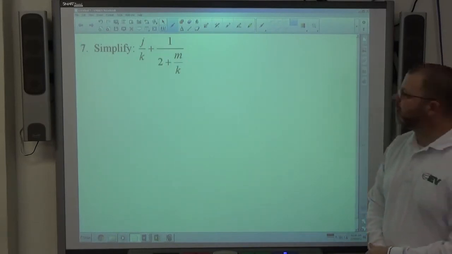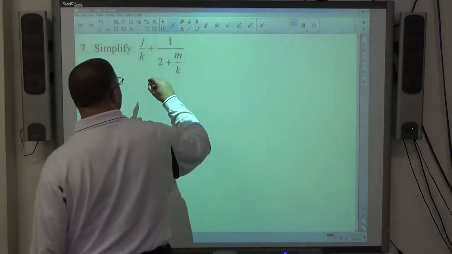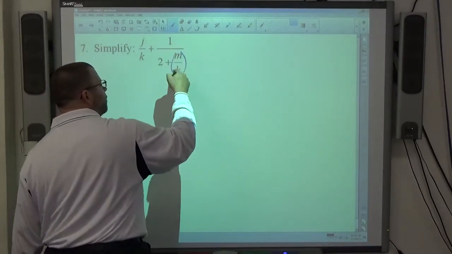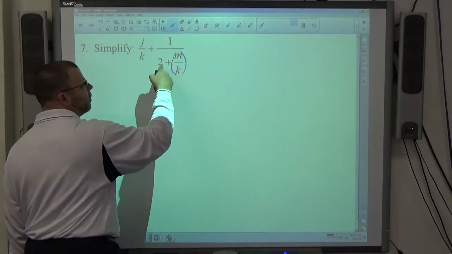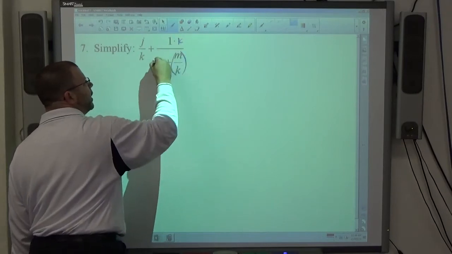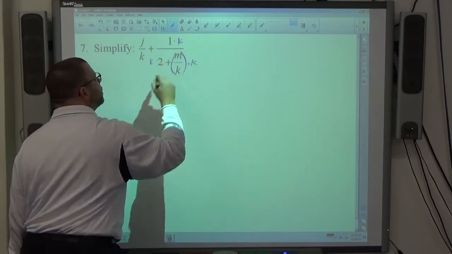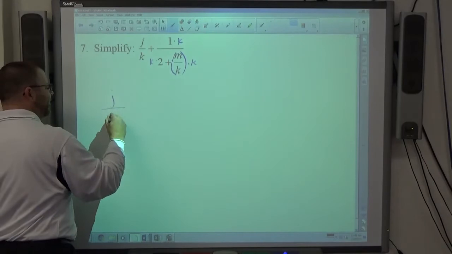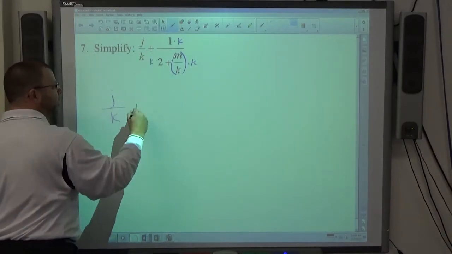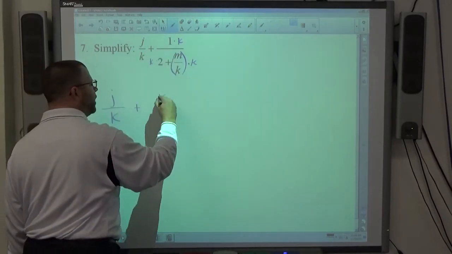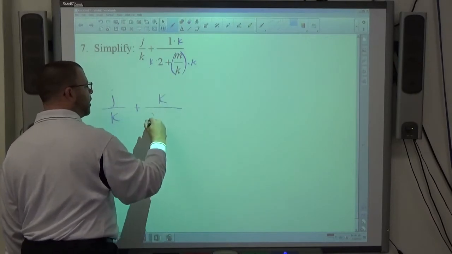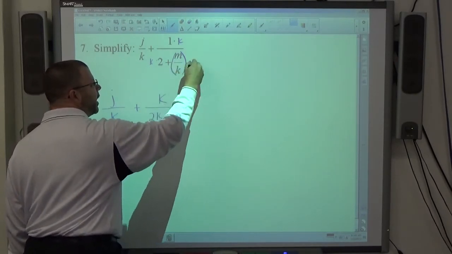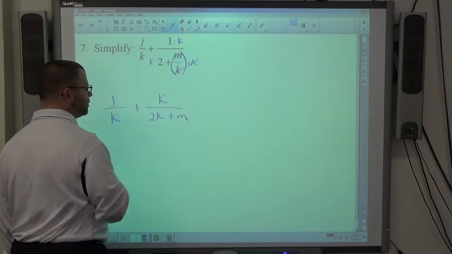Number 7, same idea, same type of problem, same issue. This is a complicated fraction. We need to multiply everything by k to get rid of the fraction. So times k, times k, times k. So j over k stays exactly as it is, plus, on top 1 times k, this term 2 times k, this term m over k times k just gives plus m.